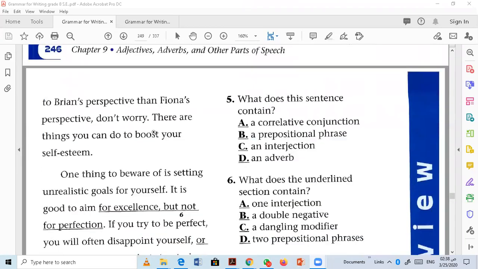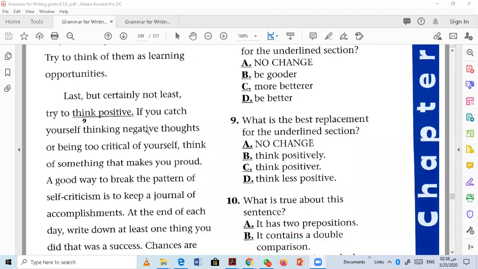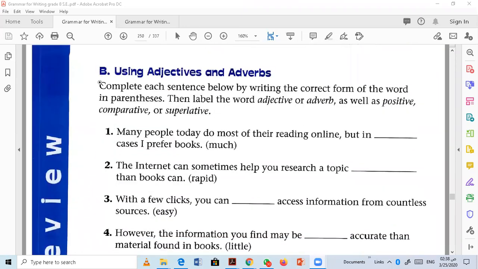Next part. That's next page. Page 247. It's the same exercise. 248, exercise B here at the top of the page, 248. It's about using adjectives and adverbs. That's the lesson that we've just talked about.